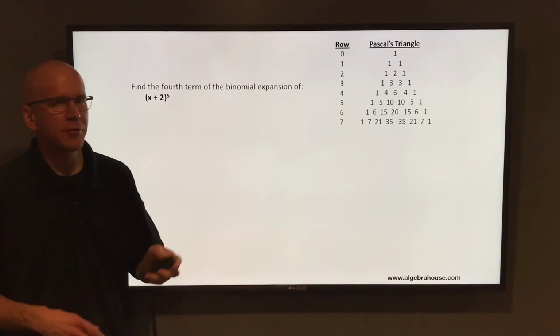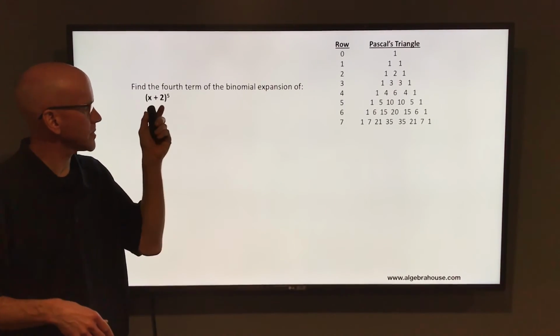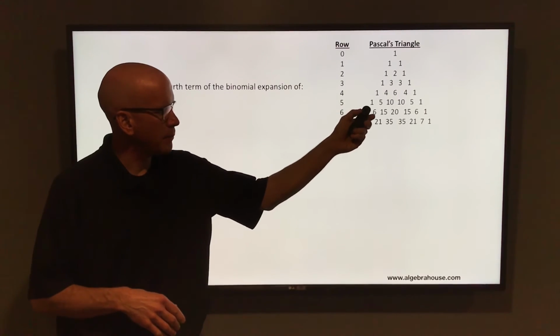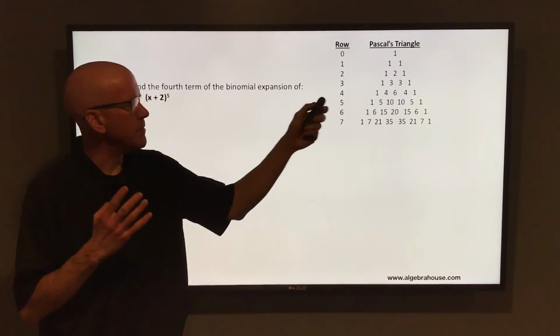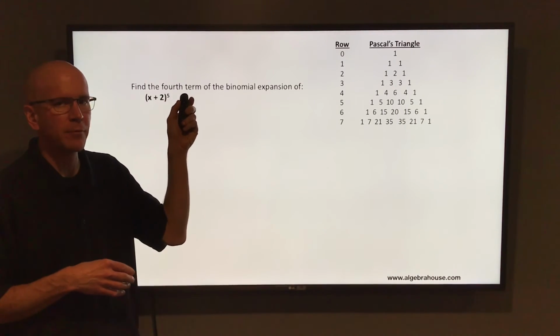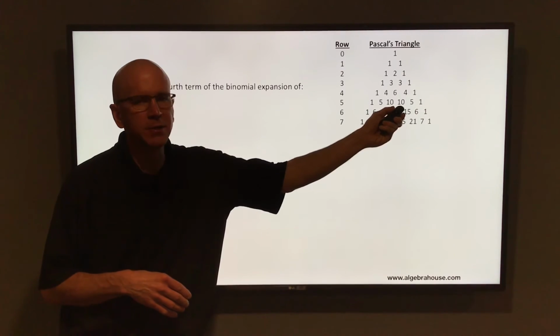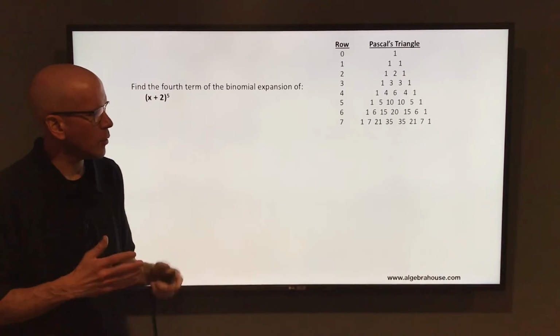You need to find the 4th term of the binomial expansion of x plus 2 to the 5th power. So since we're going to the 5th power, we want to look to row 5 of Pascal's triangle and pick out the 4th coefficient because we're looking for the 4th term. So row 5, count over 4 coefficients. The coefficient is going to be 10.